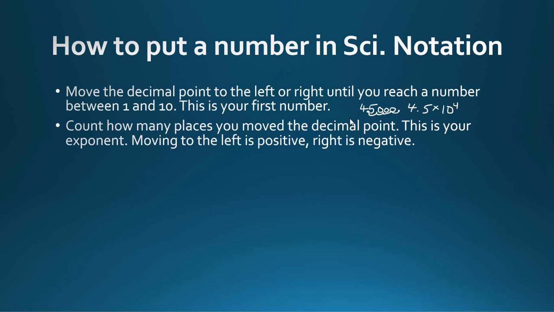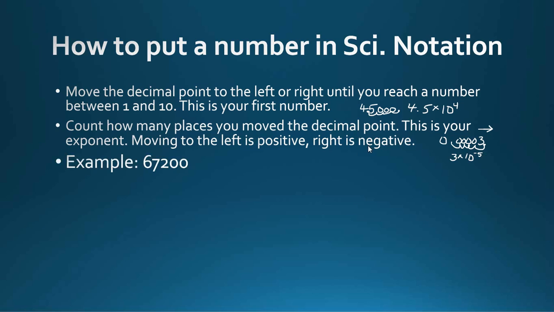If this was a really small number, like 0.00003, we would be moving the decimal point the other way, to the right. In this case, we move the decimal point 1, 2, 3, 4, 5 places to the right. So we have 3 times 10 to the negative 5. We'll do some more examples of this.